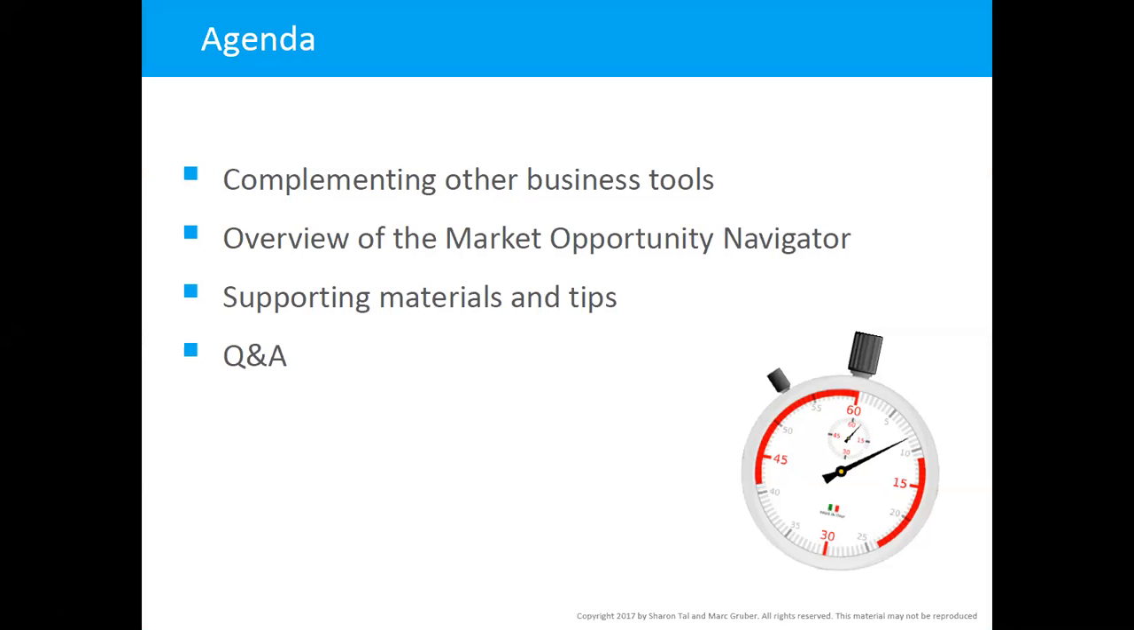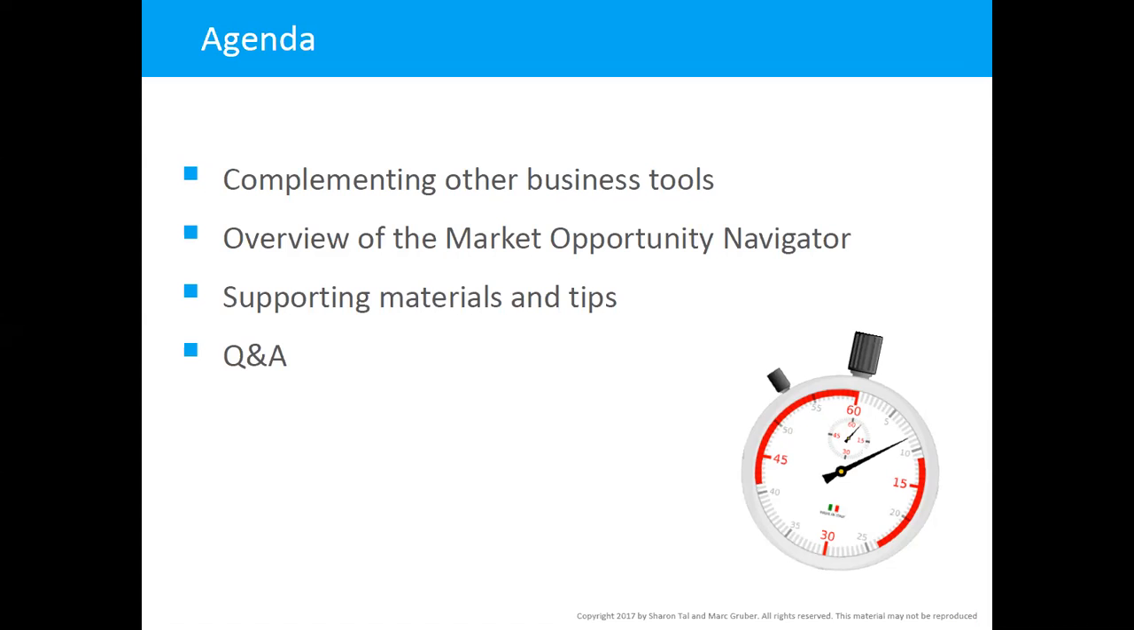We're going to spend the next 60 minutes together, and I want to walk you through the following topics. First, a little overview on the Market Opportunity Navigator and how it complements other well-known business tools like the Business Model Canvas and the Lean Startup. Then we will walk through the framework itself with an example to make it a bit more explicit. And then we will talk about supporting materials and some tips that I can share with you on how to apply it in your own organization or startup. At the end, we'll have about 10 minutes to answer your questions.